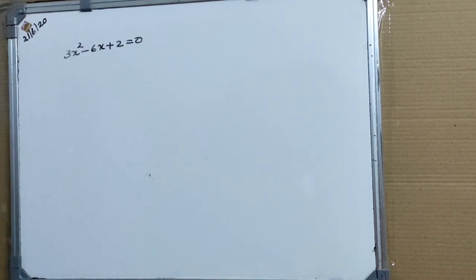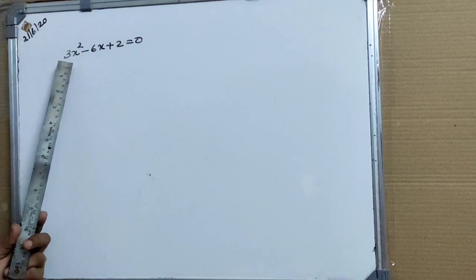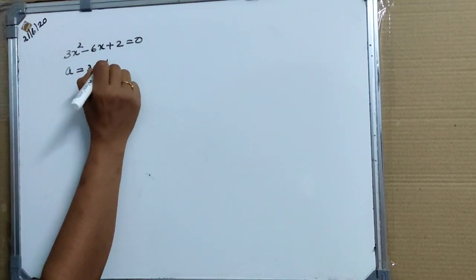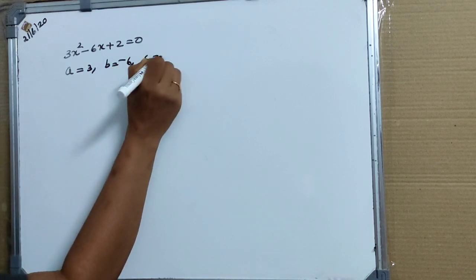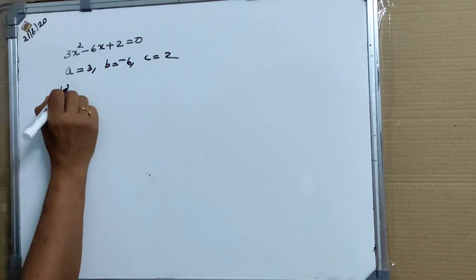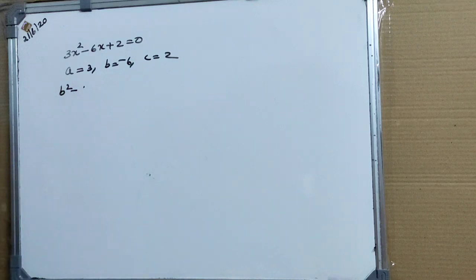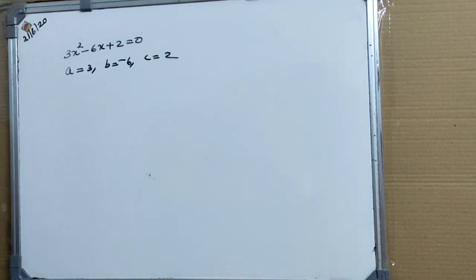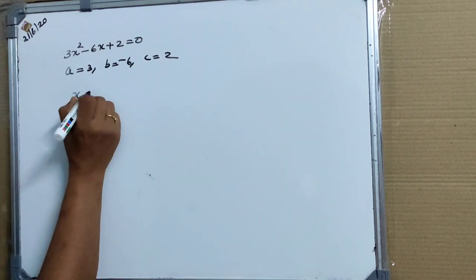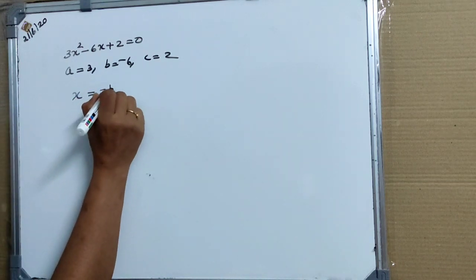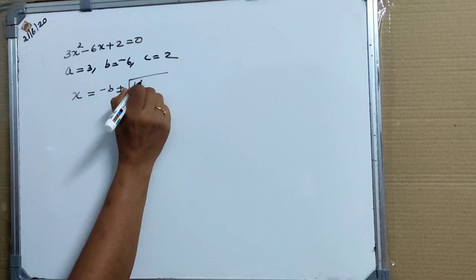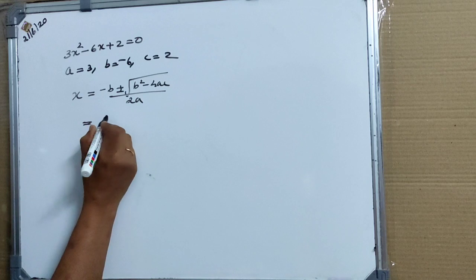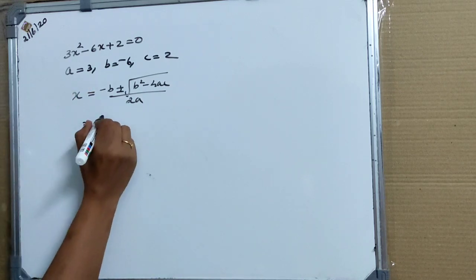Now we got the standard form of the equation as 3x square minus 6x plus 2 equal to 0. A equal to 3, b equal to negative 6 and c equal to positive 2. We will see what b square minus 4ac is. Without finding it separately also you can do it. I will show you directly how to apply. We will just write the quadratic formula: x equals minus b plus or minus root of b square minus 4ac, by 2a. So substitute the values directly in this.